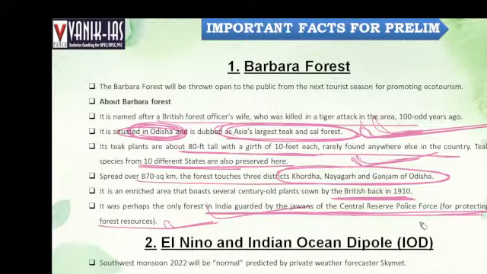Southwest monsoon 2022 will be normal, as predicted by private weather forecasters. It has been said that El Nino and Indian Ocean Dipole are not going to affect it. That is the best news, because when El Nino occurs, it reduces the rainfall. So according to private forecasters, the monsoon will be normal this year.